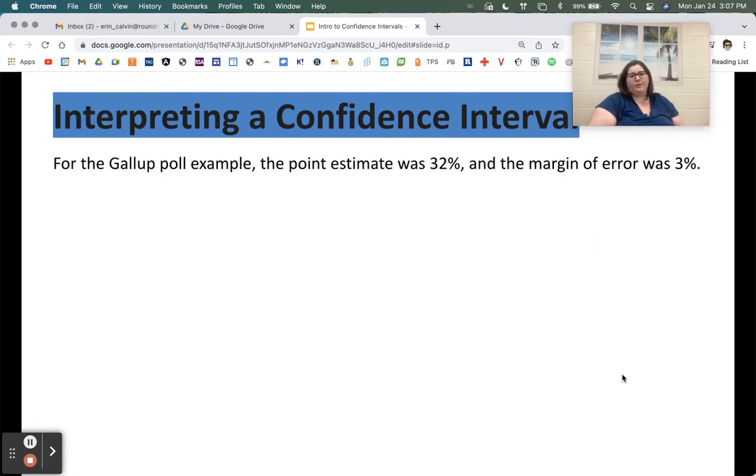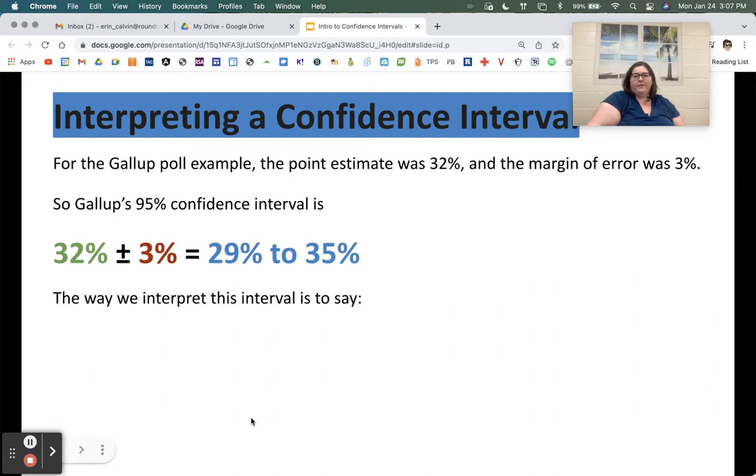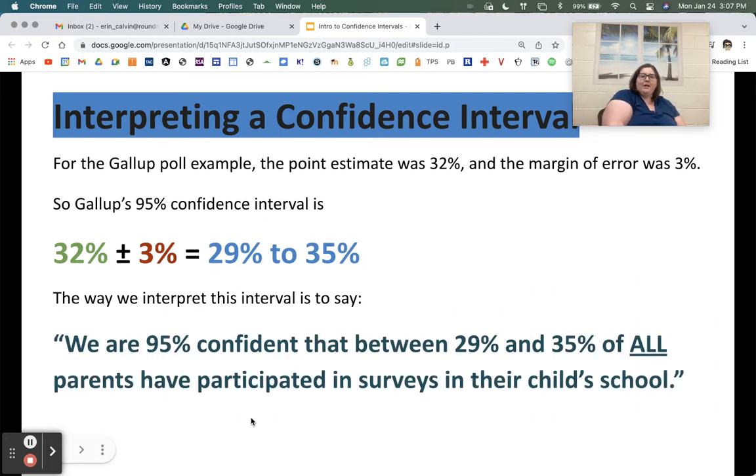How we interpret a confidence interval. For the Gallup poll example, the point estimate was 32% and the margin of error was 3%. So again, 29 to 35. What we might say is that we are 95% confident. Why 95%? Because we went about 2 standard deviations either way. So we're about 95% confident that between 29 and 35% of all parents have participated in surveys. So we're giving it a range, and then we're giving it what we call a confidence level that's based on how many standard deviations away I went.